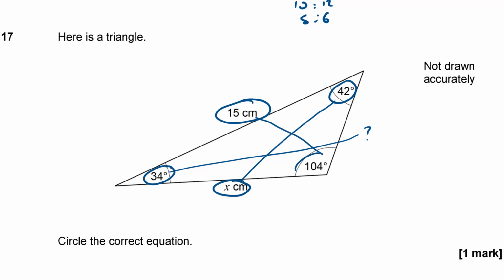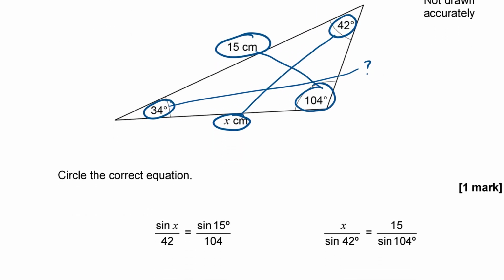15 is opposite 104. Now the sine rule is all about these opposite pairs, so you need to have two pairs of opposites, an opposite side and an angle. I can see that x is opposite the angle 42, and the 15 is opposite the angle 104. So I'm going to write it down using the sides on the top, like a over sine A equals b over sine B, that way around.